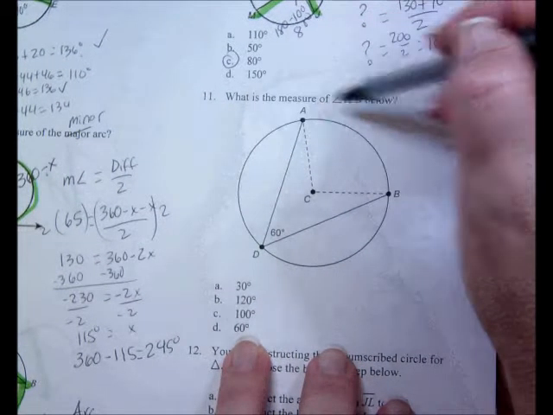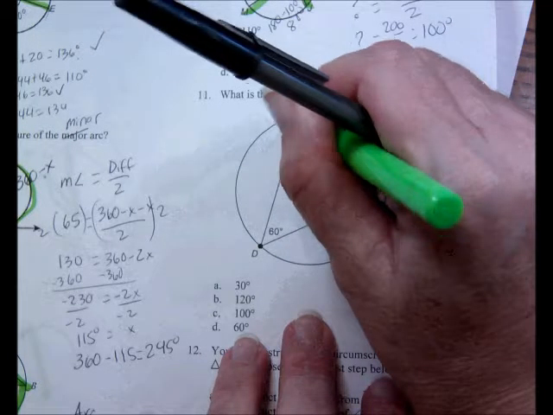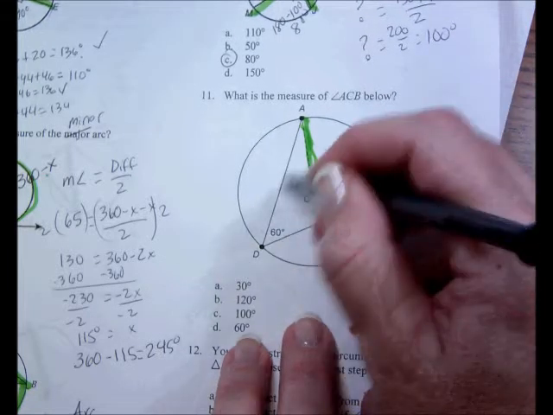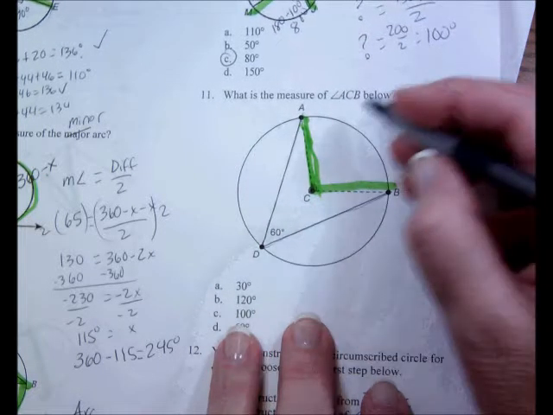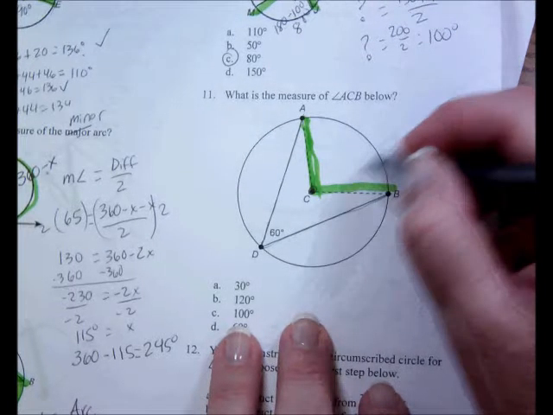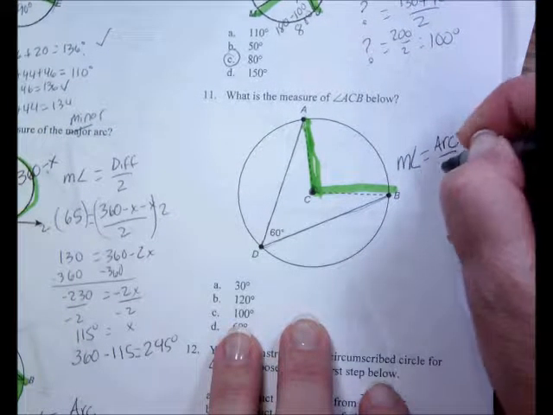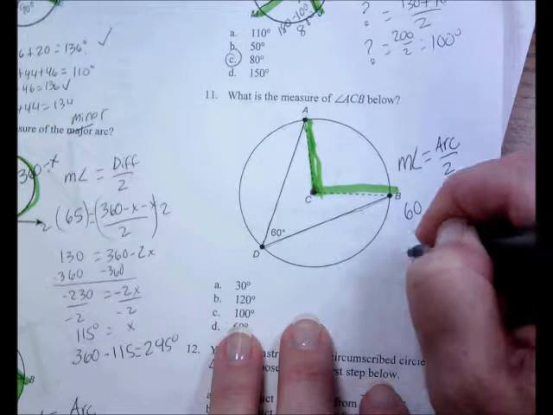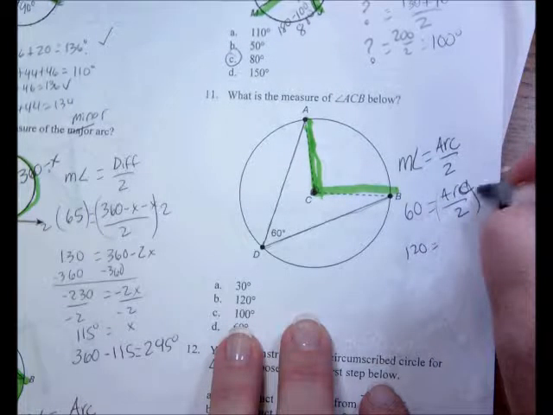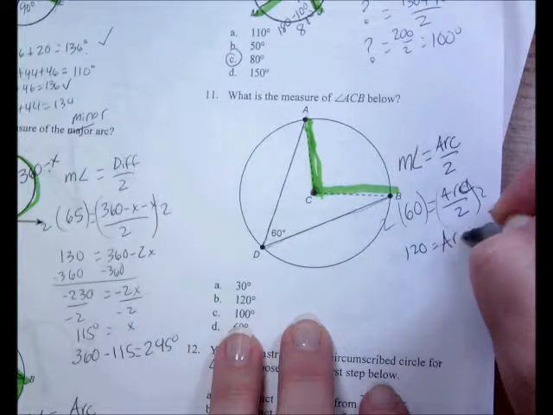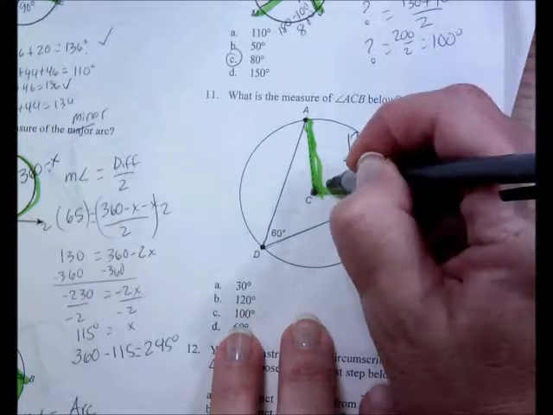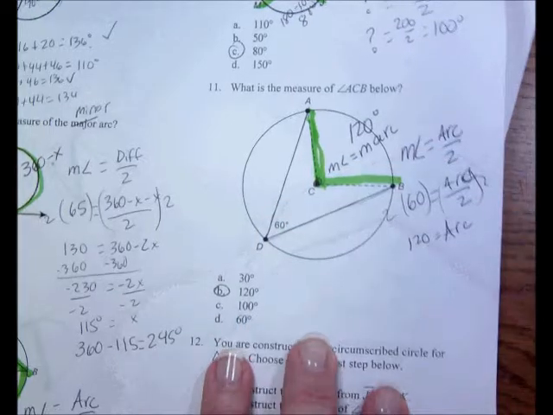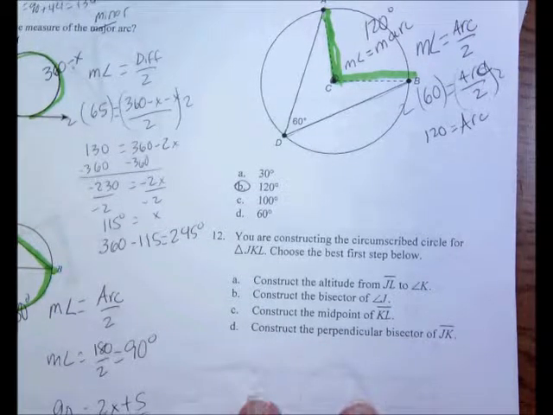Number 11, it says what is the measure of angle ACB? This is a central angle because the vertex is in the center. I know that angle ADB is an inscribed angle, and the vertex is on the circle, so the measure of the angle is equal to the arc divided by 2. So 60 is equal to arc divided by 2, and I multiply both sides by 2, and 120 is equal to the arc. From there, I know that for a central angle, the measure of the angle is equal to the measure of the arc. So the measure of the central angle is 120 degrees.